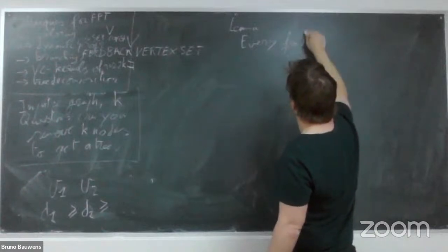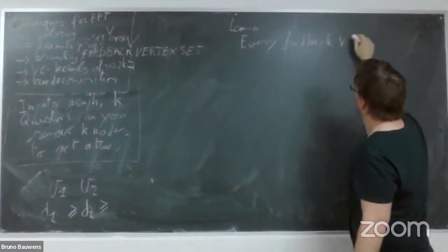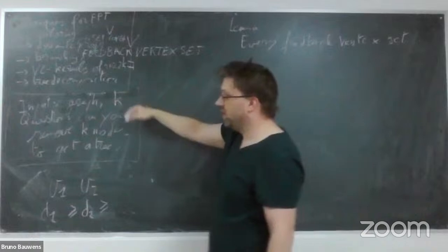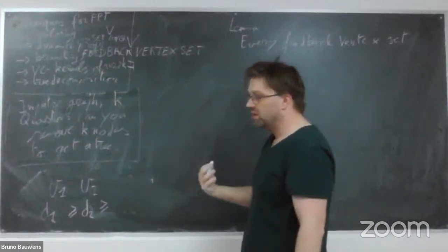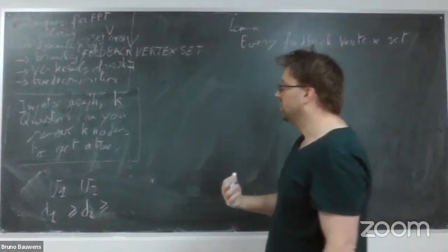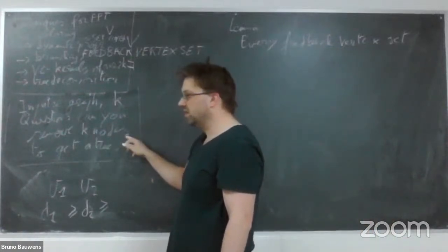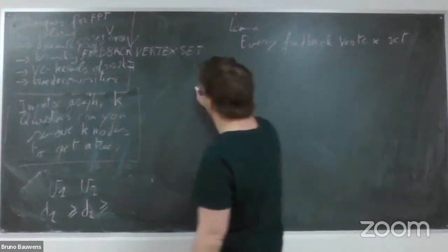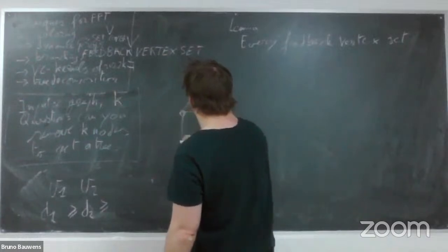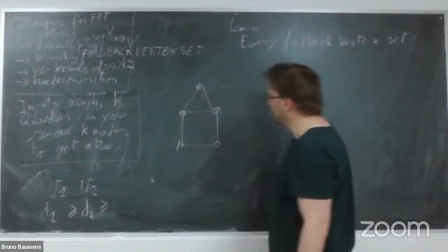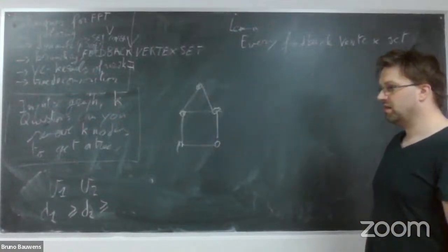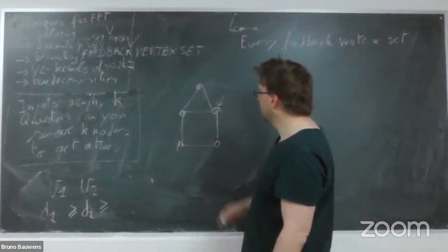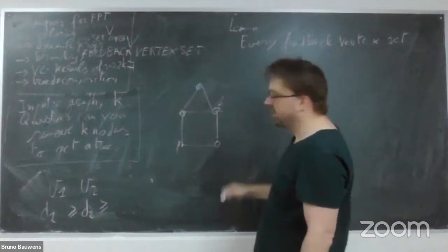Every feedback vertex set. A feedback vertex set is a set of k nodes that you need to remove in order to obtain a tree. Okay, let us do this again. So this graph has a feedback vertex set of size 1, which is the top left. Yeah.